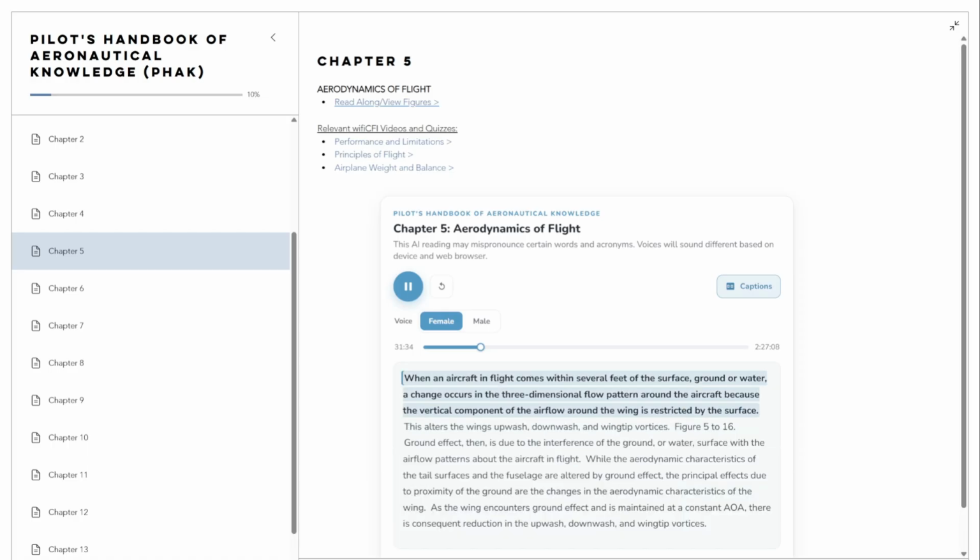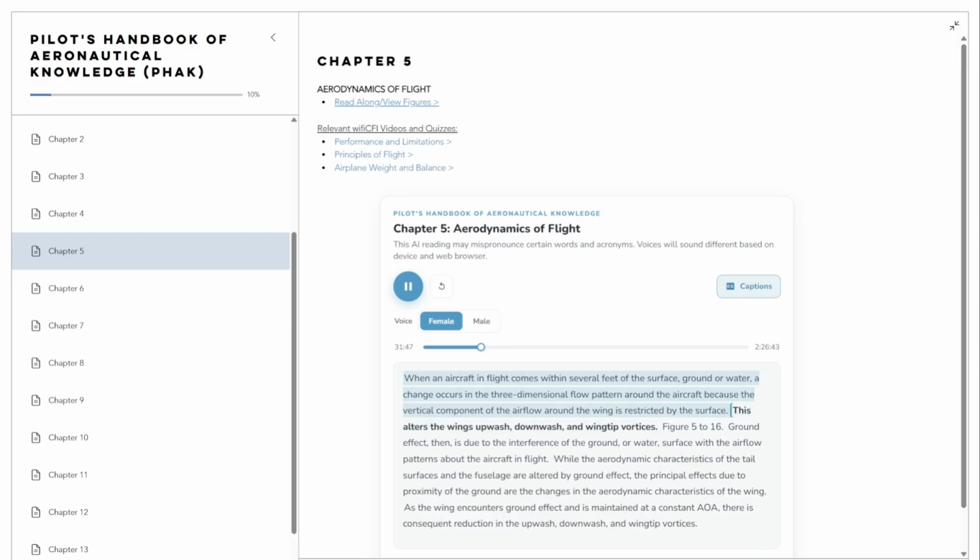When an aircraft in flight comes within several feet of the surface, ground or water, a change occurs in the 3-dimensional flow pattern around the aircraft because the vertical component of the airflow around the wing is restricted by the surface. This alters the wing's upwash, downwash, and wingtip vortices. Figure 5-16. Ground effect, then, is due to the interference of the ground, or water, surface with the airflow patterns about the aircraft in flight.